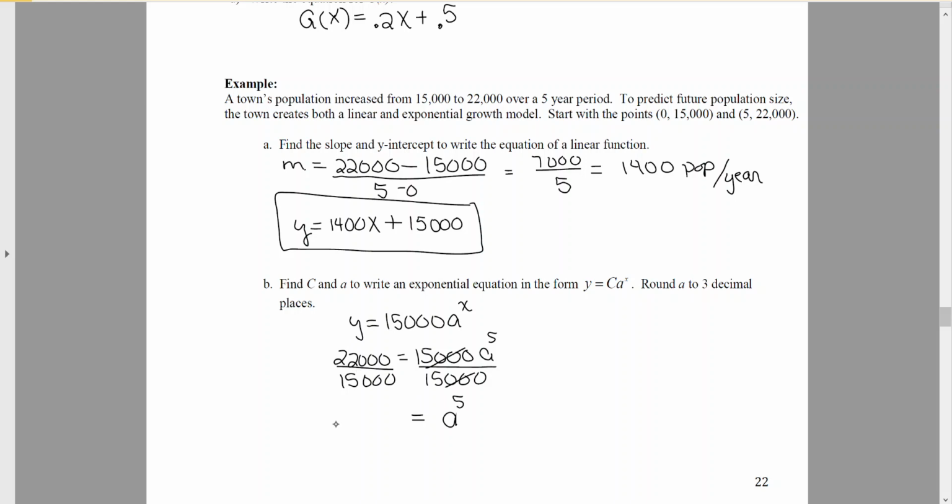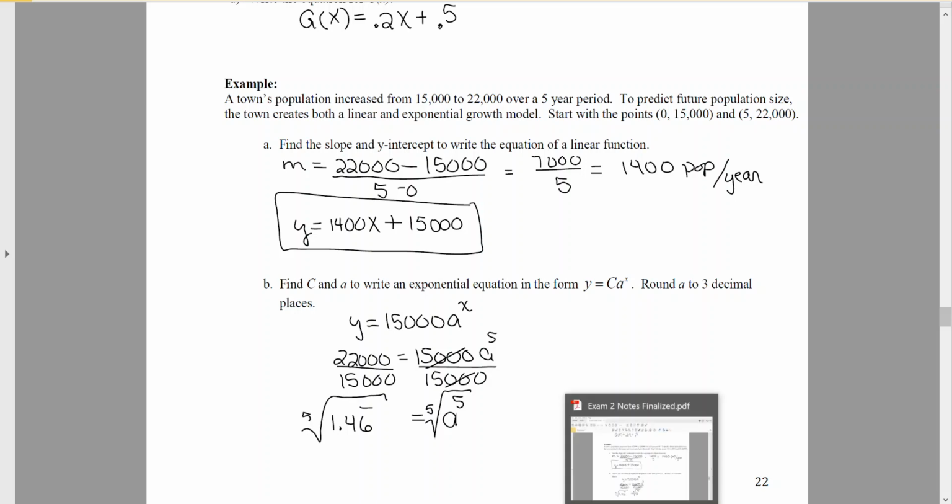And when you do that, it comes up 1.4 and then a whole bunch of 6s repeating. So I'm just going to put a bar over that. But that's a to the 5th. I just want a. So to remove the power of 5, you do a root of 5. So I'm going to take the 5th root to both sides of the equation.